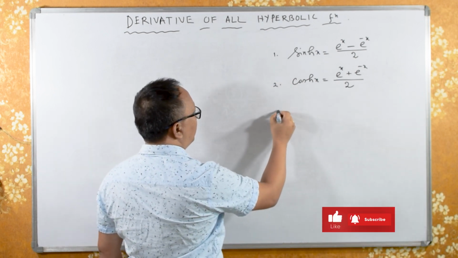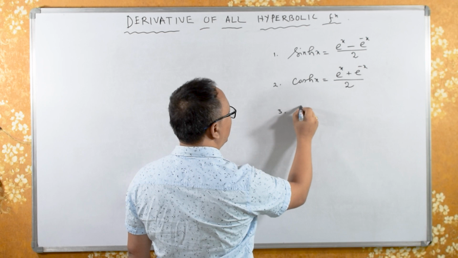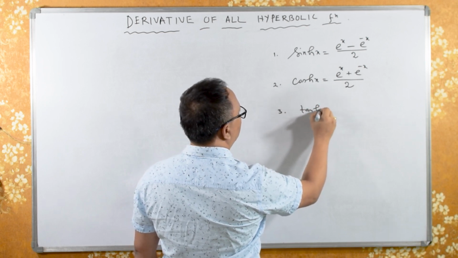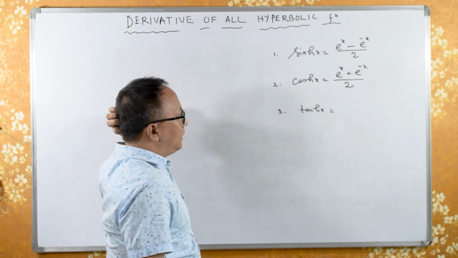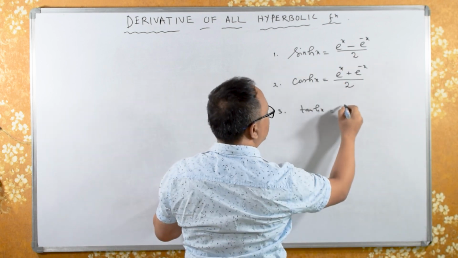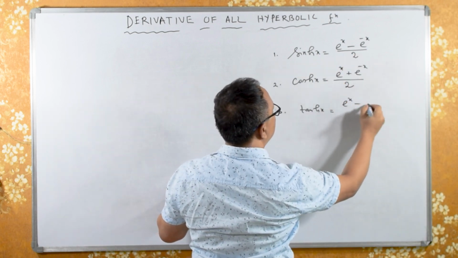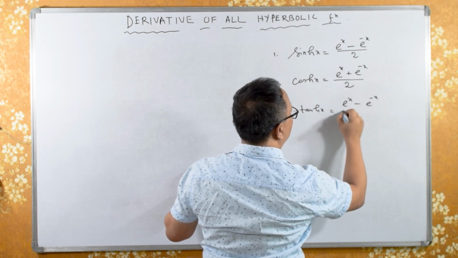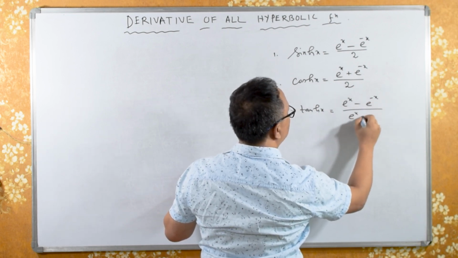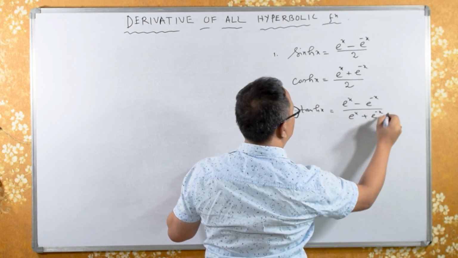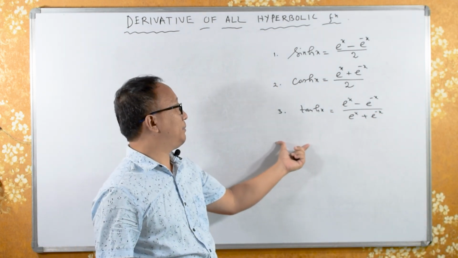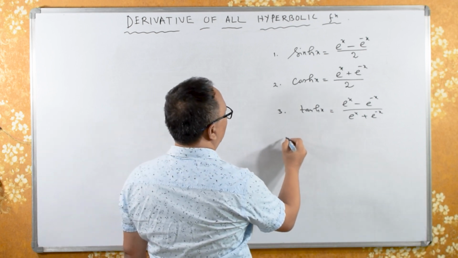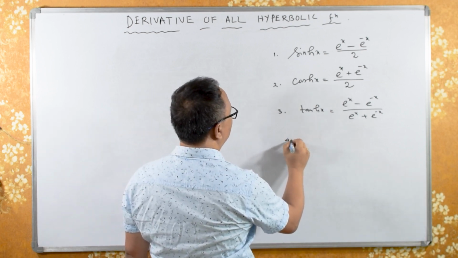Similarly, you can find tanh x by dividing sine by cos. If you divide sine by cos, then the 2 gets cancelled. You'll have e raised to x minus e raised to minus x upon e raised to x plus e raised to minus x. Okay. Similarly, you can find all the other hyperbolic functions, meaning this is same as 4.